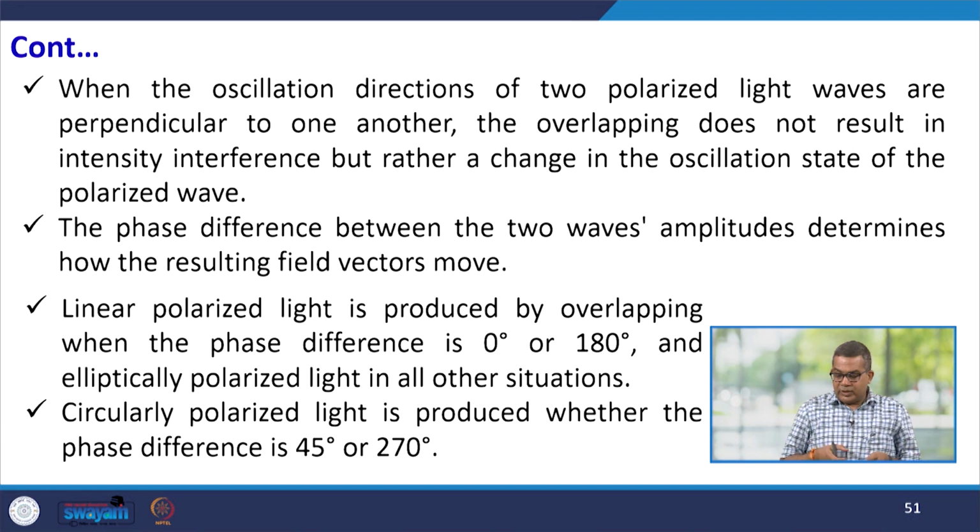So, when the oscillation directions of two polarized light waves are perpendicular to one another, the overlapping does not result in intensity interference, but rather in a change in the oscillation state of the polarized wave. The phase difference between the two polarized waves and their amplitudes determine how the resulting field vector moves. So, linearly polarized light is produced by overlapping when the phase difference is 0 or 180 degrees, and elliptically polarized light in all other situations.